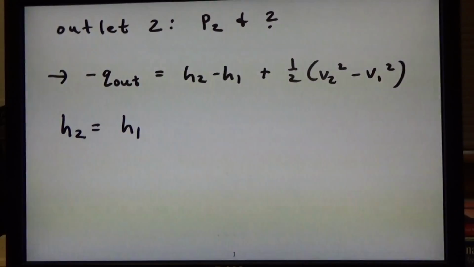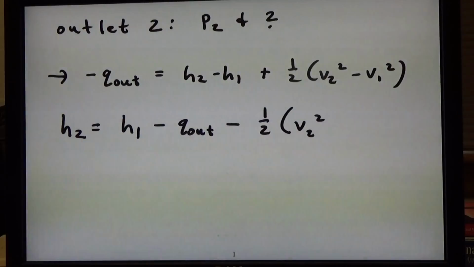Here we had negative Q out was equal to H2 minus H1 plus 1/2 V2 squared minus V1 squared. This is just the energy balance. Solving for H2, we get H1 minus Q out minus 1/2 V2 squared minus V1 squared.